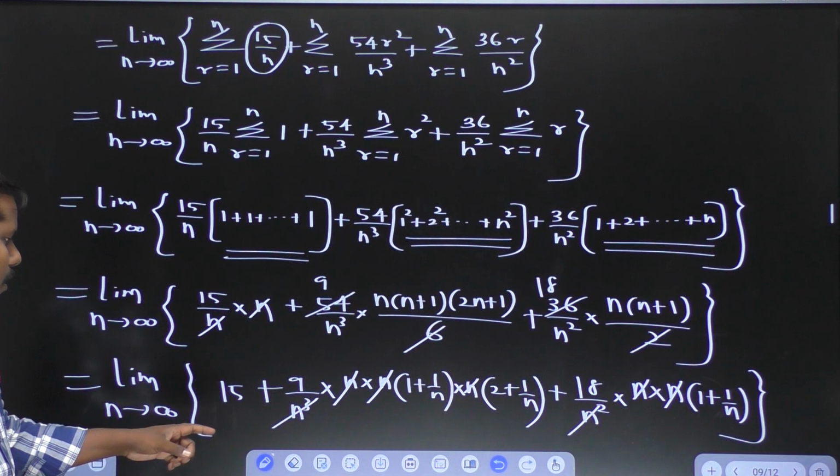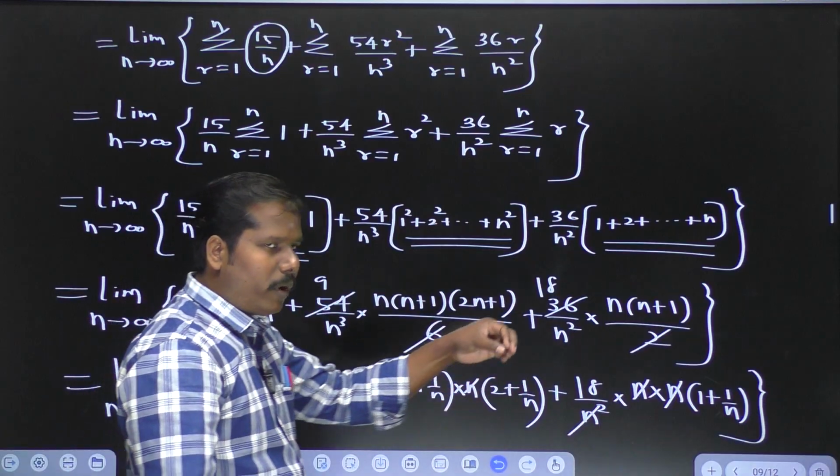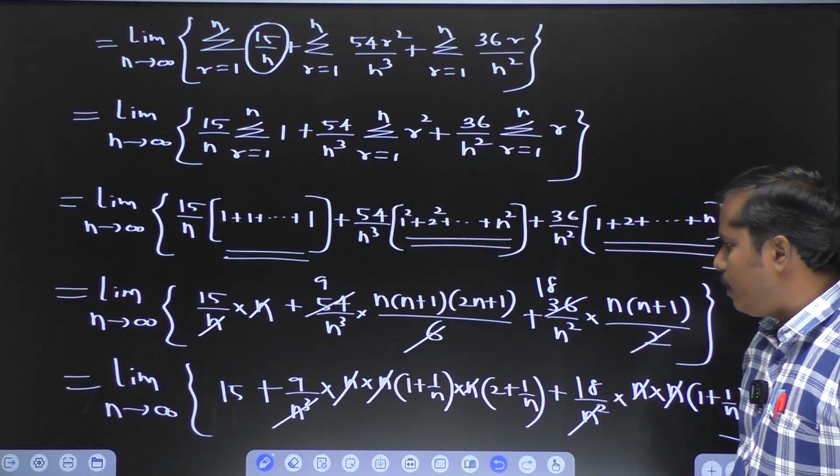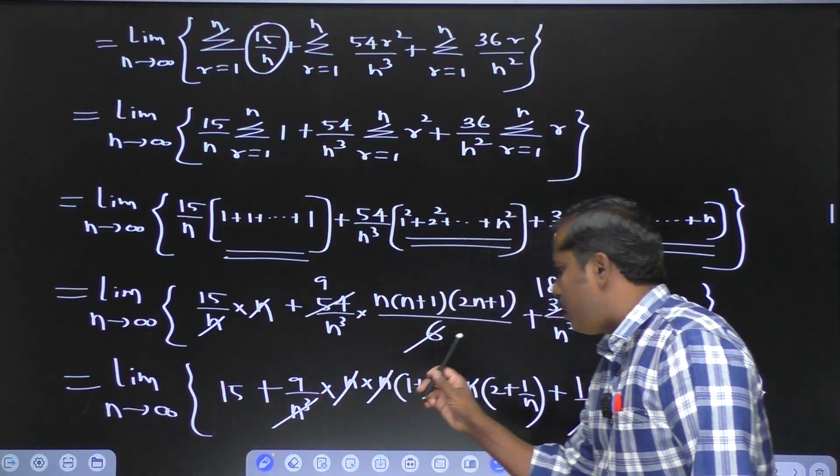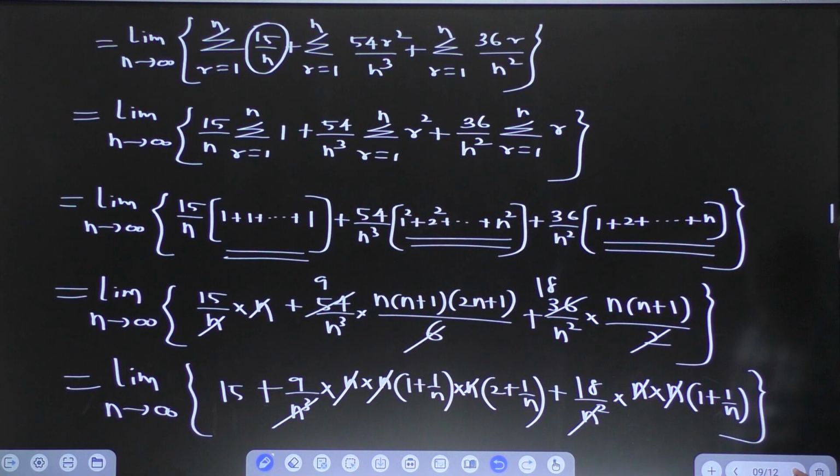Students, you see this step clearly. All denominator n's are vanished. No n is there on the denominator. Now our route is very clear. Straight away you can put n equal to infinity now. Let's go to that.